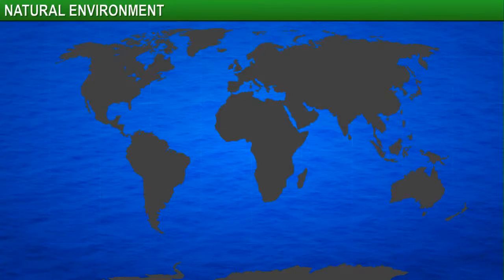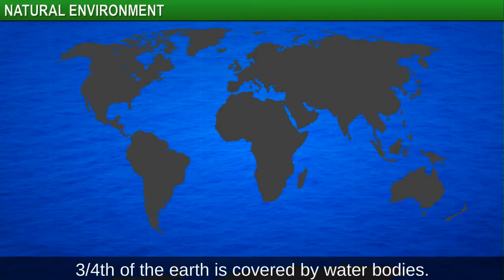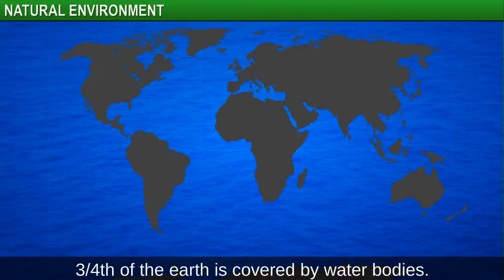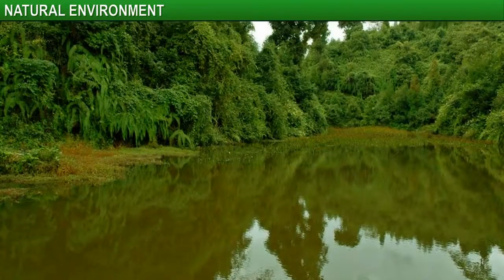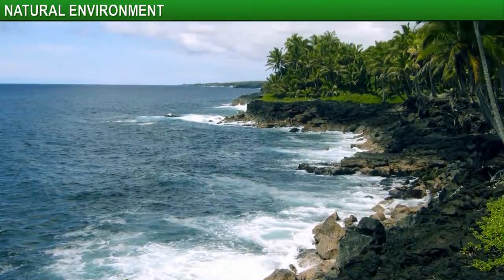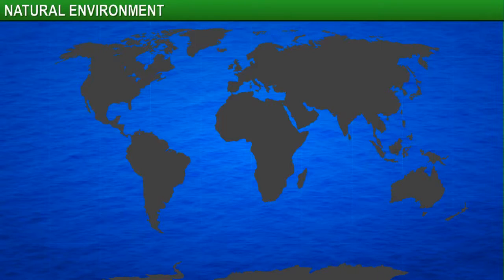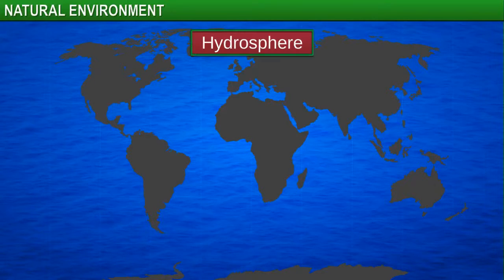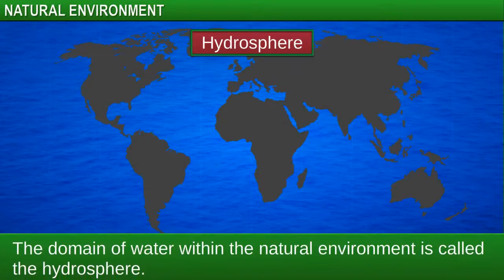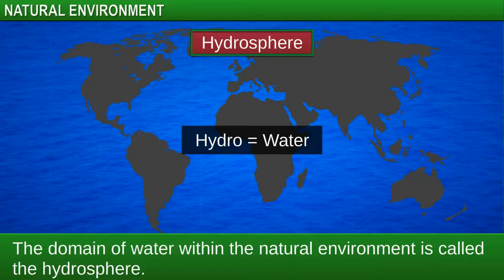The next domain is hydrosphere. As you know, 3/4 of the earth is covered by water bodies, such as rivers, lakes, seas, and oceans. This domain of water within the natural environment is called the hydrosphere. Hydro means water in Greek.